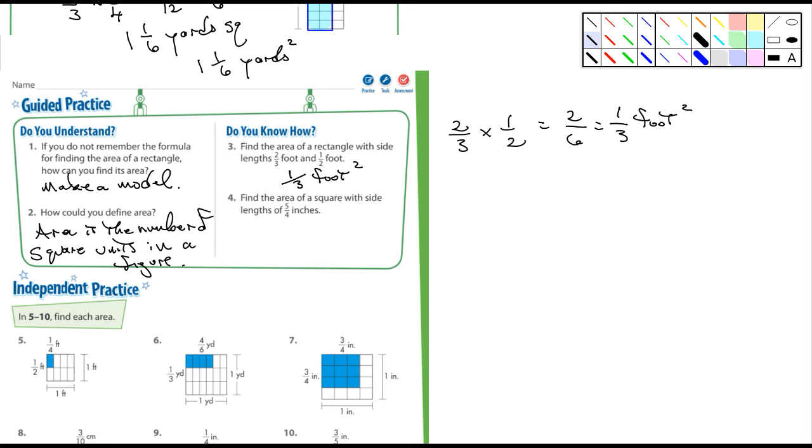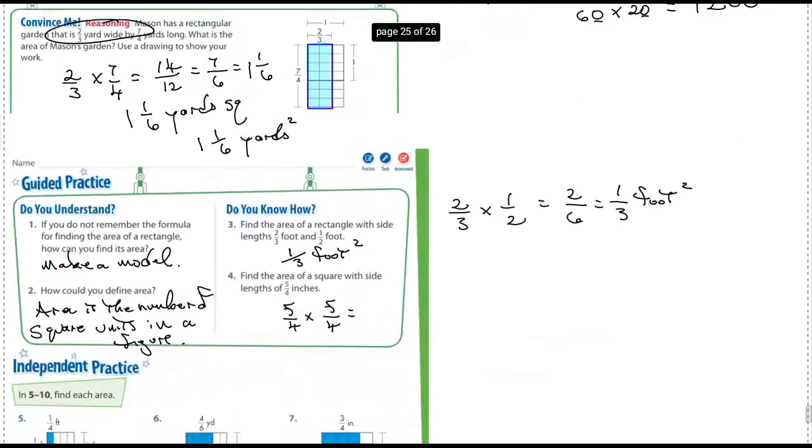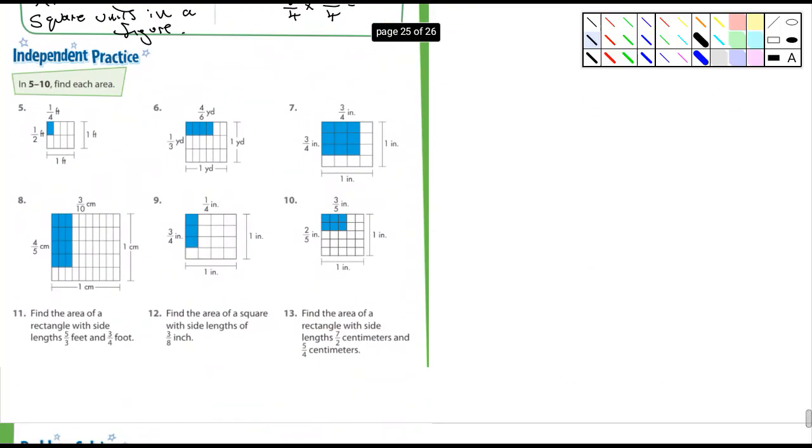Find the area of a square with side lengths of 5 over 4 inches. So what are we talking about here? 5 over 4 times 5 over 4. I'll let you guys figure that one out. And so the rest of these, since you guys know how to multiply fractions together, should be pretty self-explanatory.